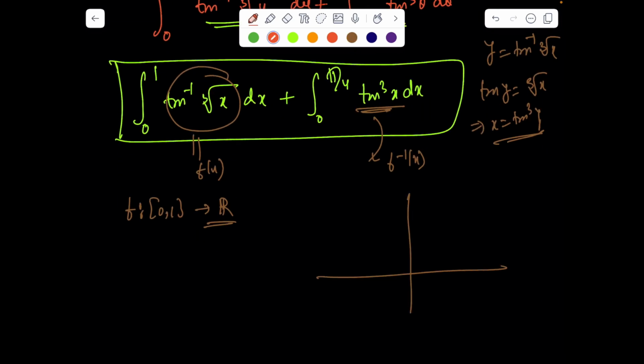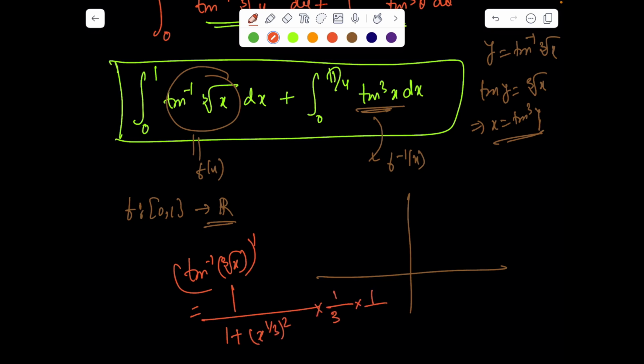So roughly, if I try to plot this picture of tan inverse cube root of x, its derivative is going to give me 1 by (1 plus x to the power 1 by 3) whole square into 1 by 3 into 1 by x to the power 2 by 3, which is strictly positive. It means the function is strictly increasing. So at 1 we are going to get pi by 4. The function behaves something like this.